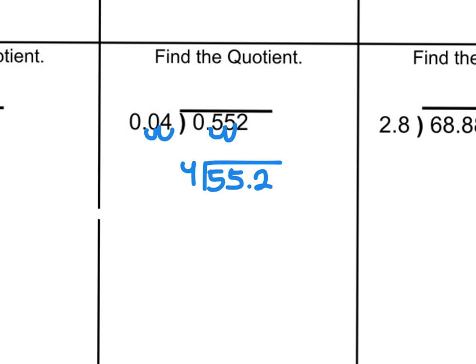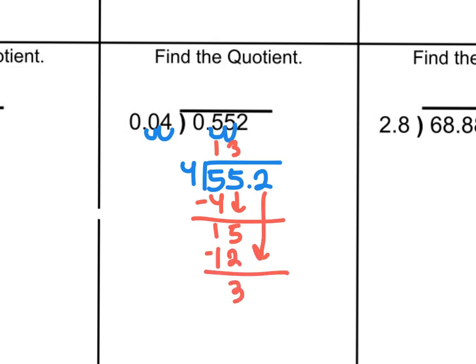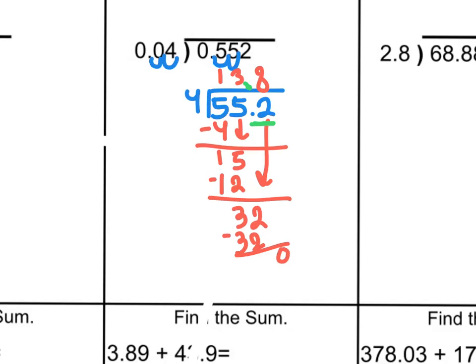We know that 4 can go into 5 once. That will give us 1. 4 can go into 15 3 times. That will be 12. And then you have the 3 down here. Bring down the other number, the 2. And 4 goes into 32 8 times perfectly. And then now we have to put one number behind the decimal. So our final quotient is 13 and 8 tenths.